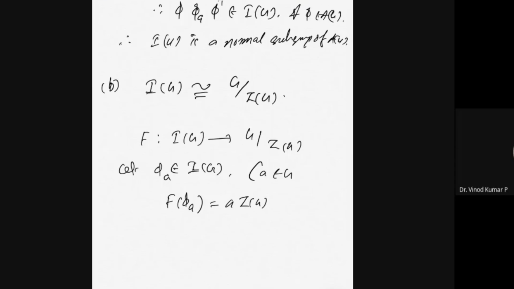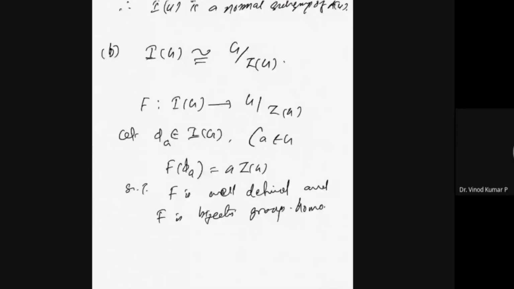So you define f of phi of a to be a times Z of G. Then show that f is well defined and f is a bijective group homomorphism, or in fact it is an isomorphism.